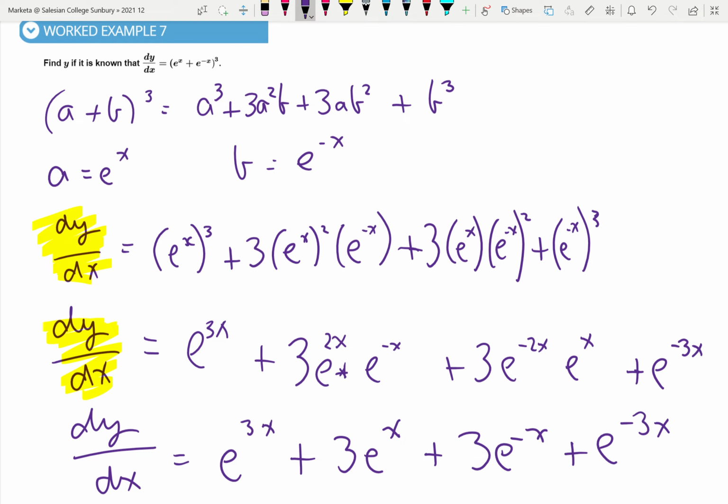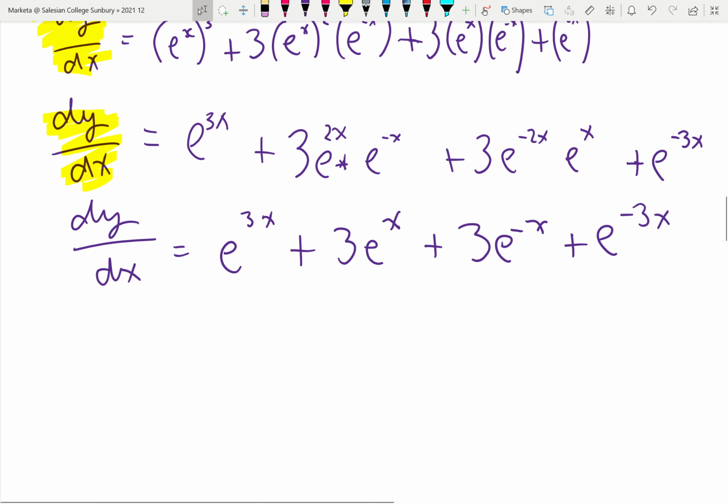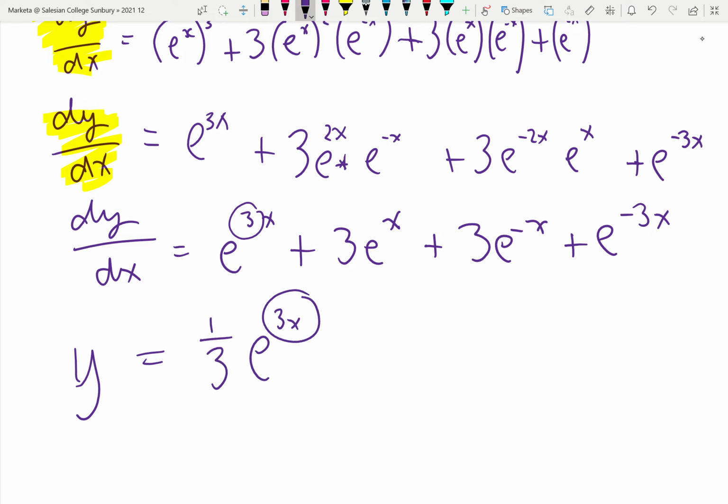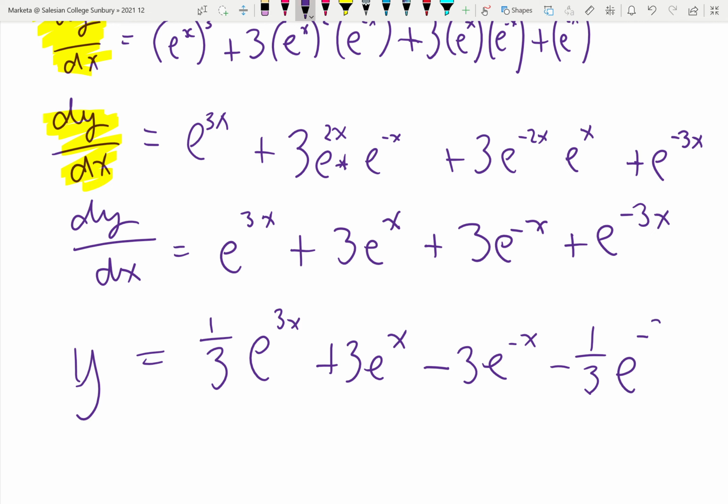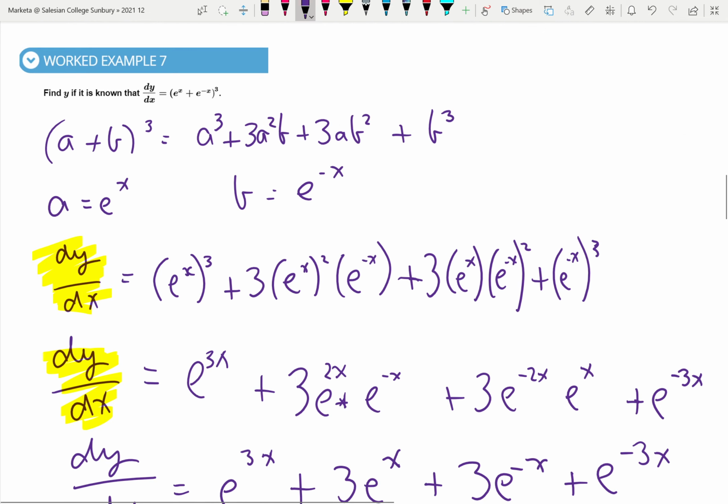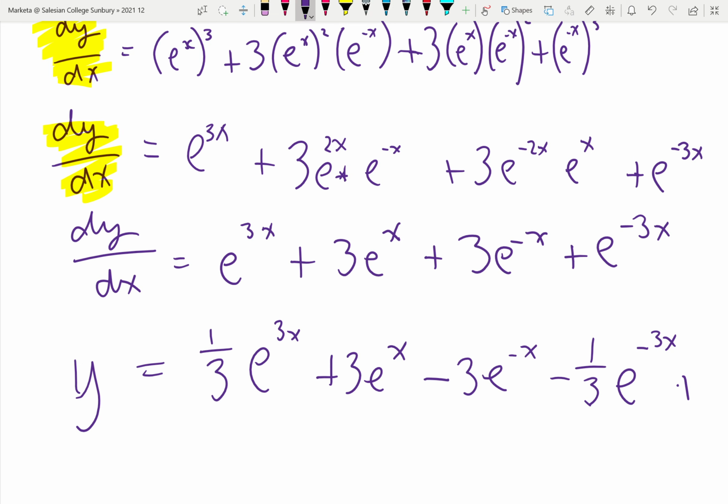And now, well, let's anti-derive it. So we can say y equals, well, divide by 3, 1/3 e to the 3x. So we don't change this 3x, just the same as when we derive. E to the x is its own derivative, so e to the 3x stays e to the 3x. We just take the 1/3 out. Plus 3e to the x, that one doesn't change. Minus 3e to the neg x, and then minus 1/3 e to the neg 3x. And in this case, they're not saying find an antiderivative, so I do need to put a plus c on the end. So this will be my final answer.